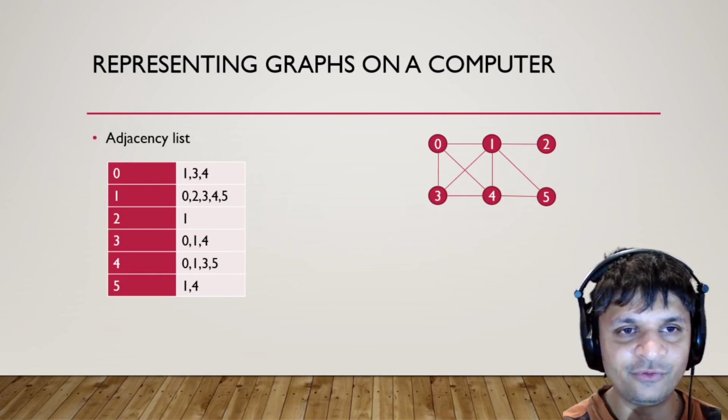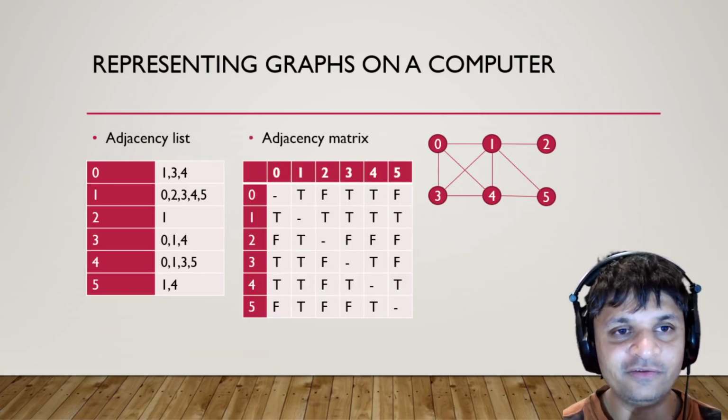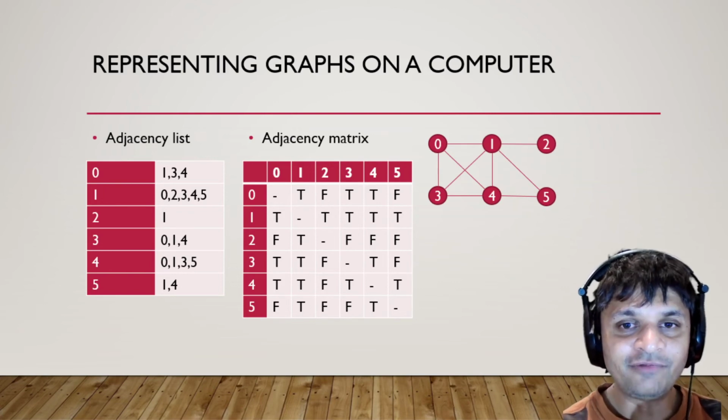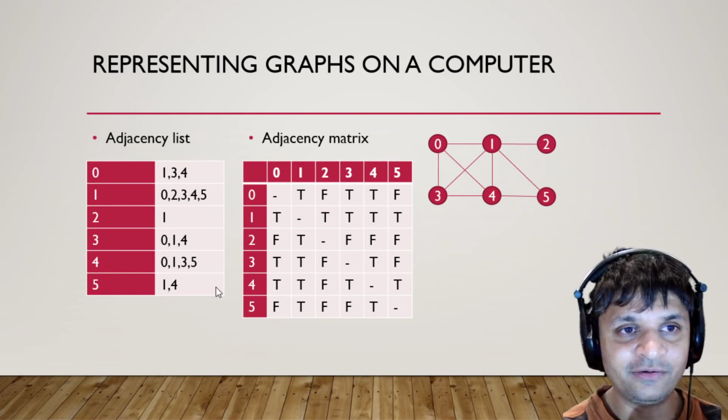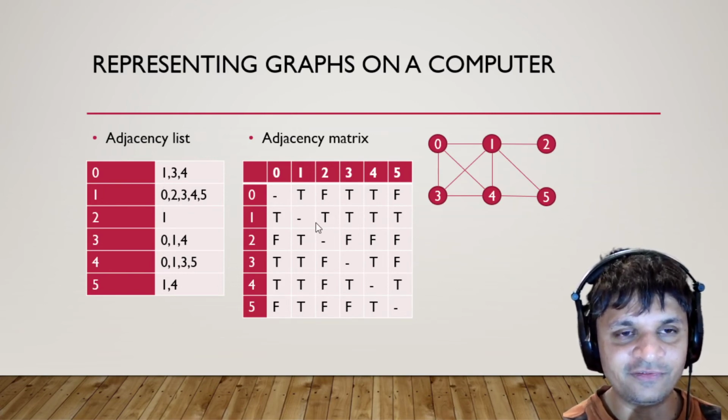Okay, so you've got these two representations, adjacency lists and adjacency matrices. And they fundamentally represent the same data. Okay, so this adjacency list and this adjacency matrix both represent this graph. So they're not doing anything different.